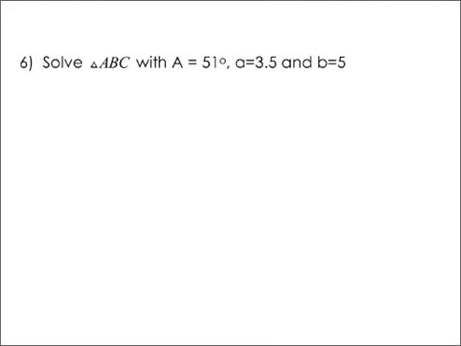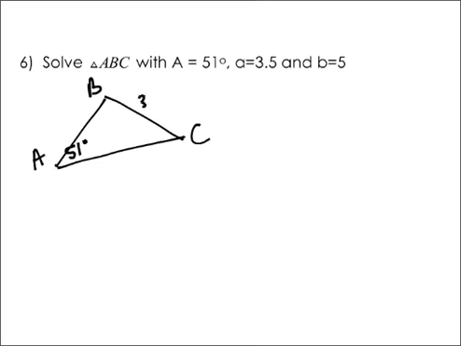I'm always going to start by drawing my triangle and labeling what's given. It really doesn't matter where you put these. Put angle A, B, C. We'll just go like that. So angle A is 51 degrees. Side A is 3.5. Side B is 5. If you look at what's given, you're given an angle and two sides. The angle's not between the two sides, so this is an SSA. Again, whenever you have that, be careful.